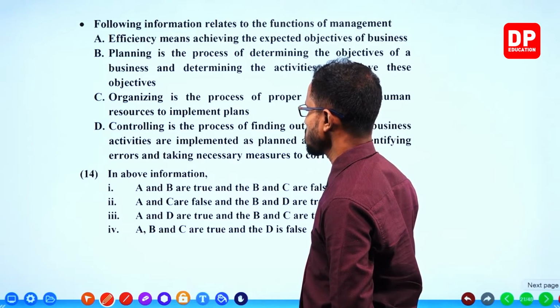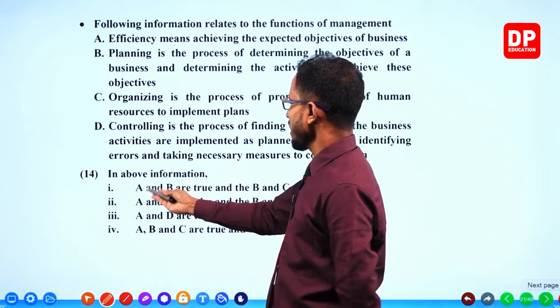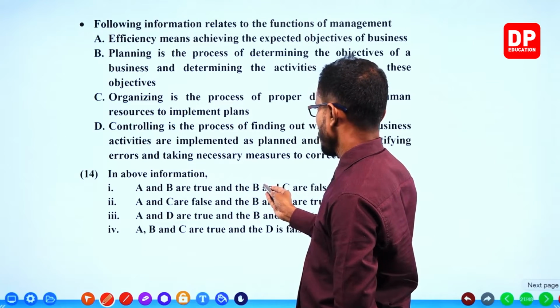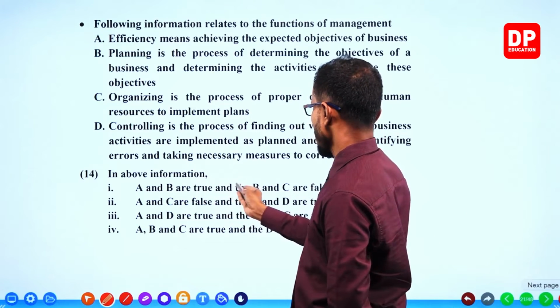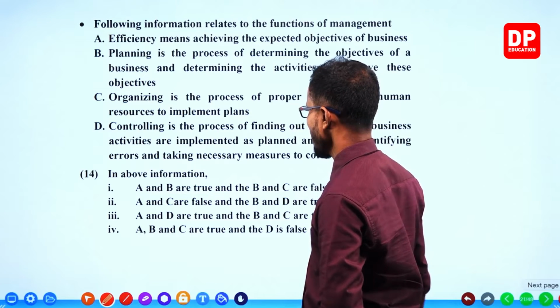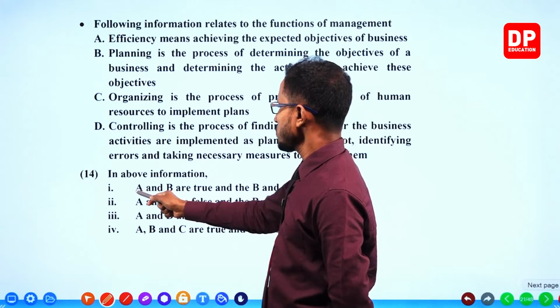In the above information, A and B are true. A and B are true, and the B and C are false. Again, they are saying A and B true.